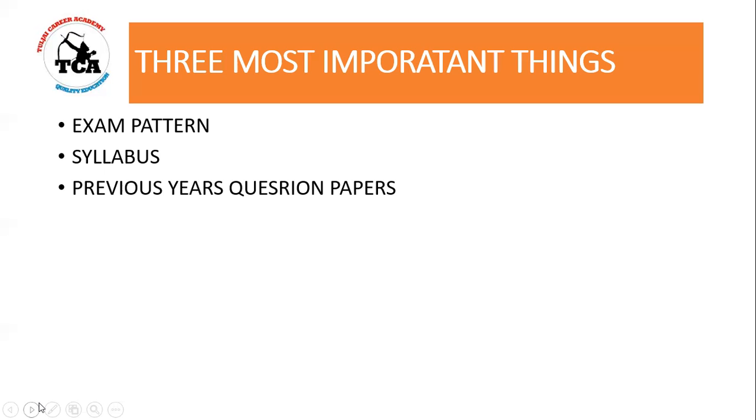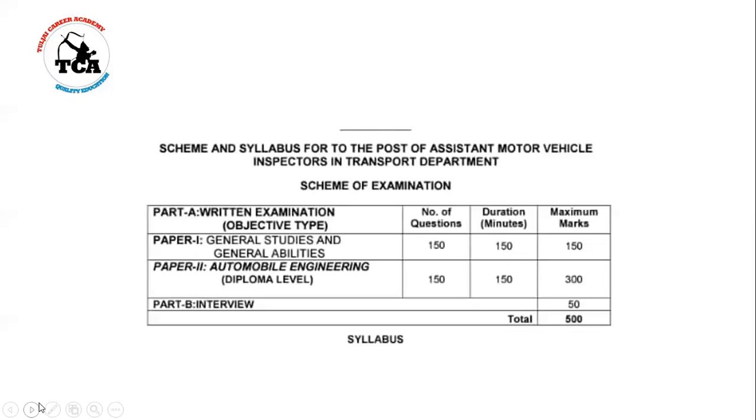Then what next? We have discussed the scheme of examination in the earlier lecture, so just pause the screen and read it out. This is the old pattern. I don't know, in the upcoming period, it might be possible that part B, the interview, might be skipped. Just keep in mind, this is the pattern of the examination conducted in 2015. Paper 1, 150 marks. Paper 2, automobile, 300 marks. Total 450 marks for the written examination and 50 marks for the interview.